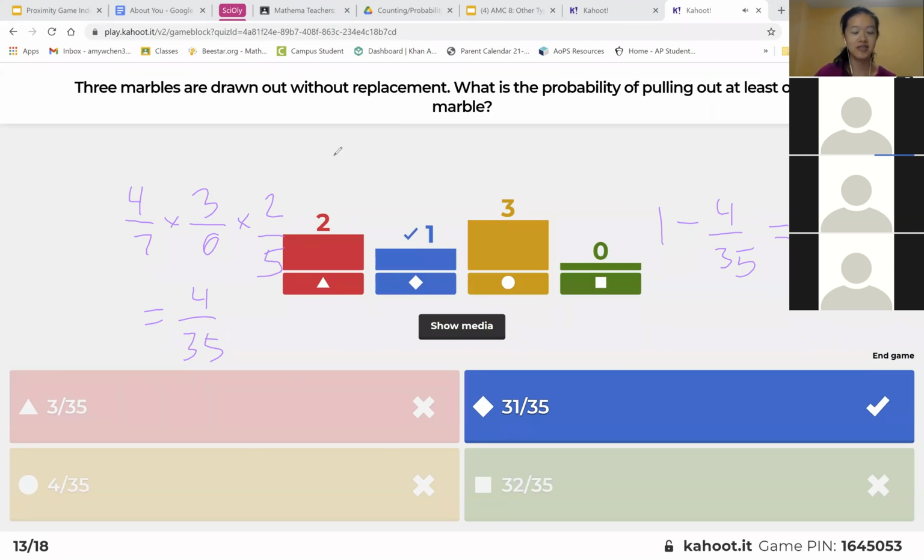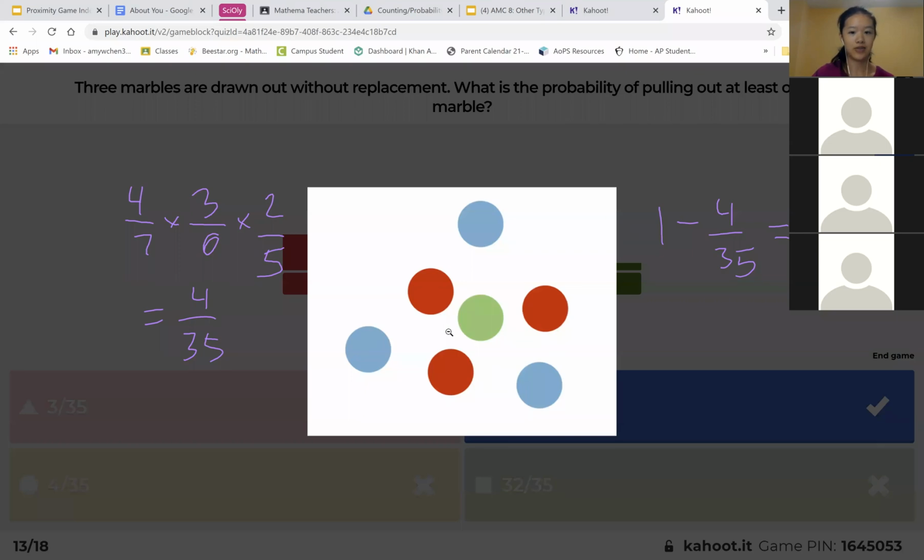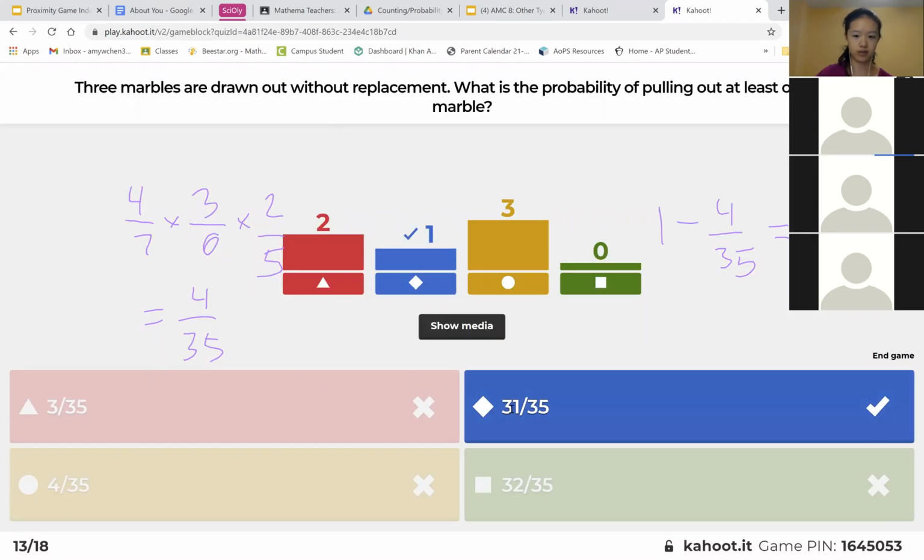Okay, so basically you do 4/7 because there are marbles that aren't blue at first, times 3/6 times 2/5. That gives you the probability of not pulling out a blue marble at all. So that simplified is 4/35. So then you do 1 minus that to get the answer, which is 31/35. So yeah.